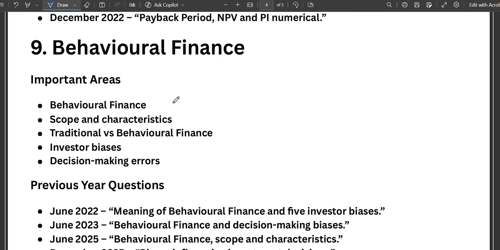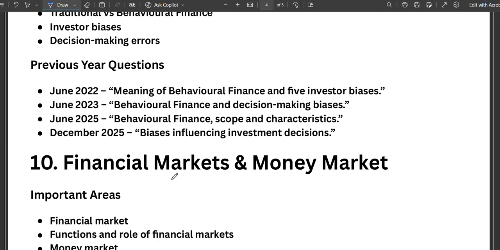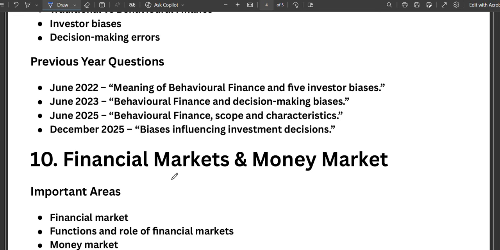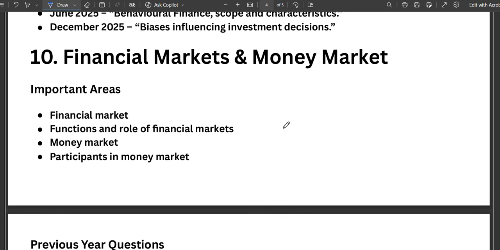So next one is section 6, behavioral finance. So behavioral finance is another repeated theory topic. You should study meaning of behavioral finance, characteristics, scope, traditional versus behavioral finance, investor biases, decision making errors. Okay. Questions on biases affecting investment decisions are commonly asked. So also prepare what is financial markets, function and role of financial markets, money market, participants in money market, and functions and roles of financial market.